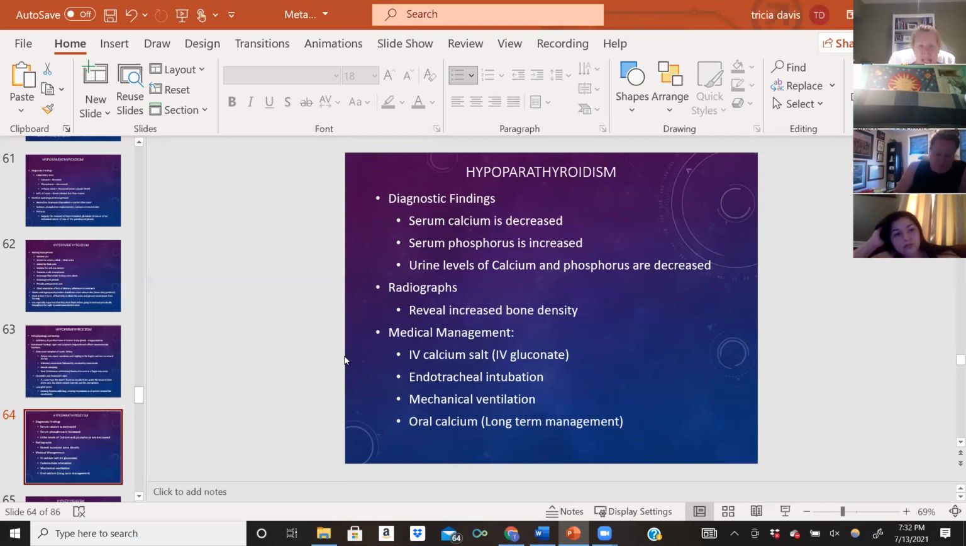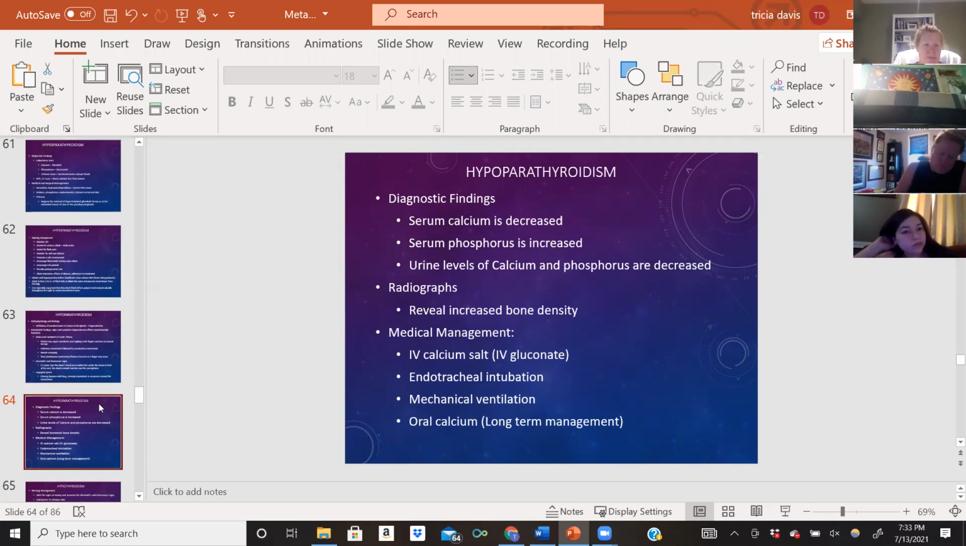To medically manage these patients, we're going to give them IV calcium gluconate, which is an IV calcium salt. Depending on that laryngeal spasm and what's going on with them, they might require endotracheal intubation. They also might require mechanical ventilation, so they're going to be in the ICU for that. These patients are going to be taking long-term supplements of oral calcium.